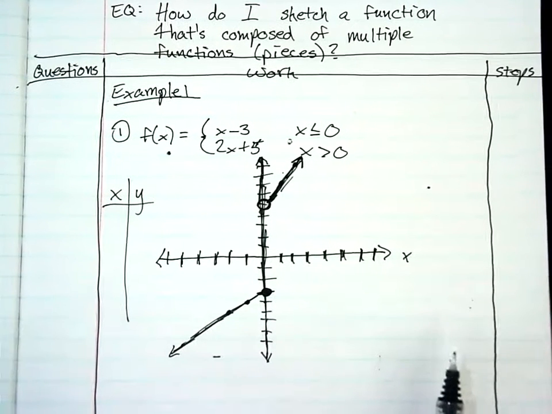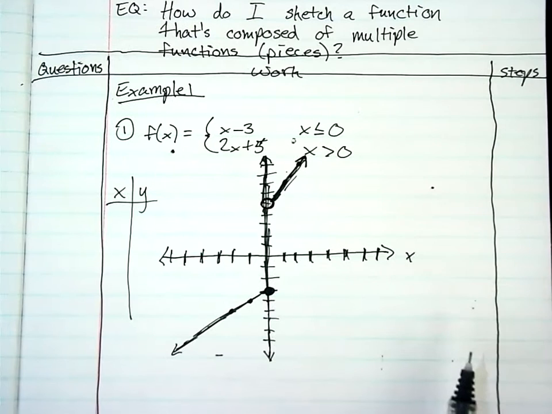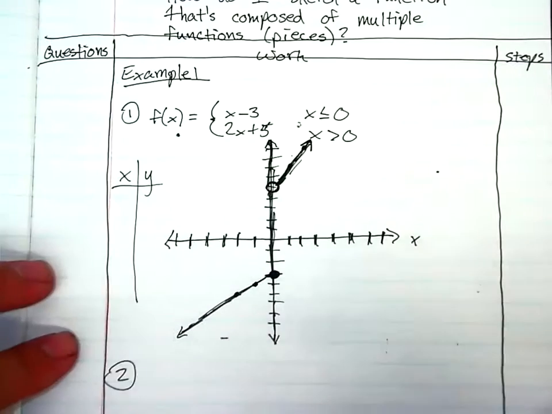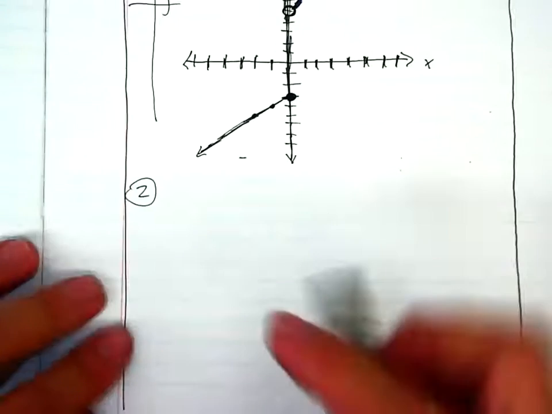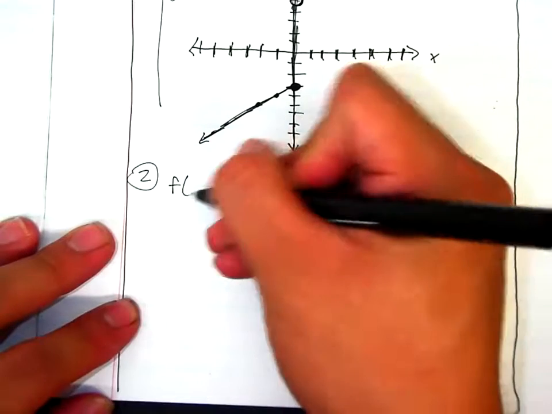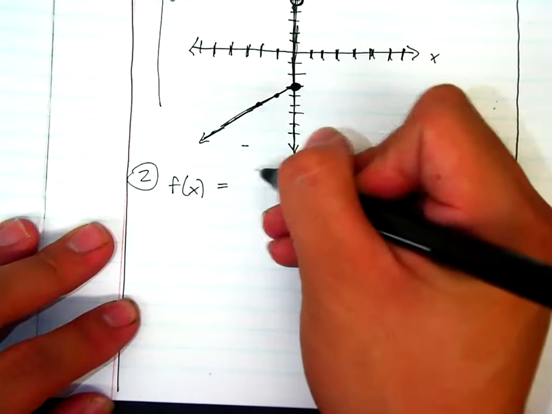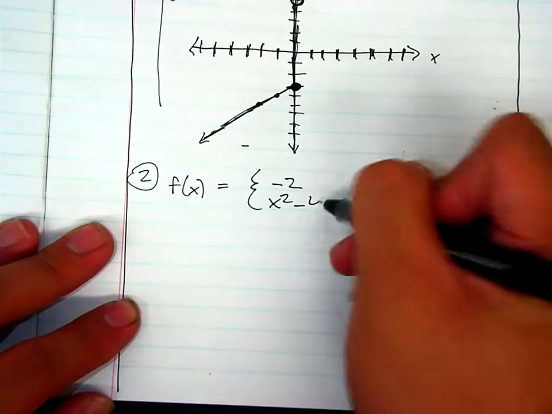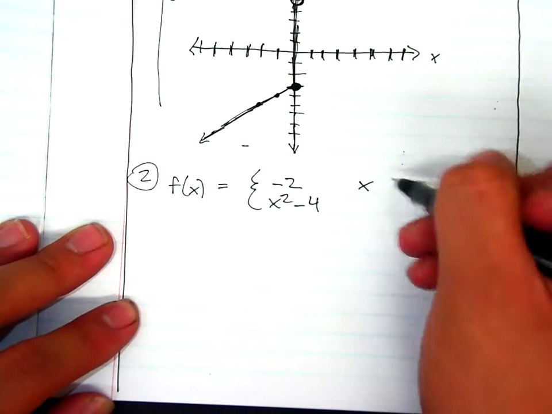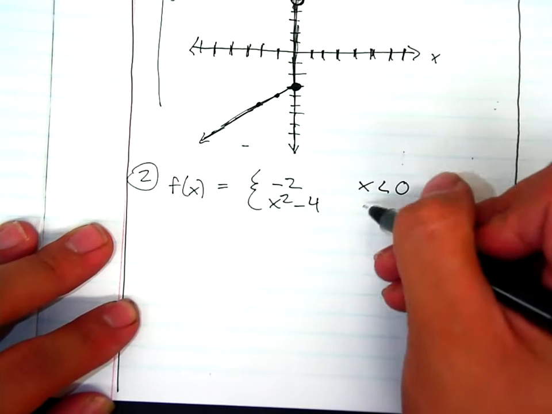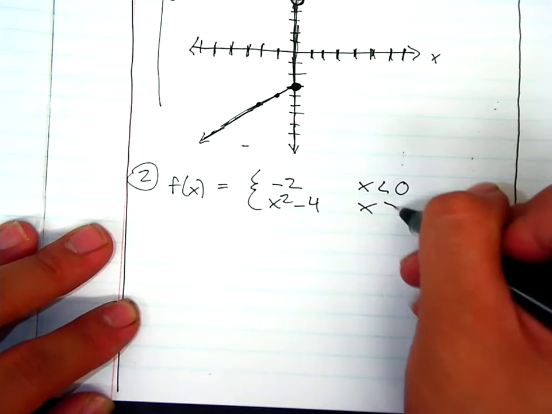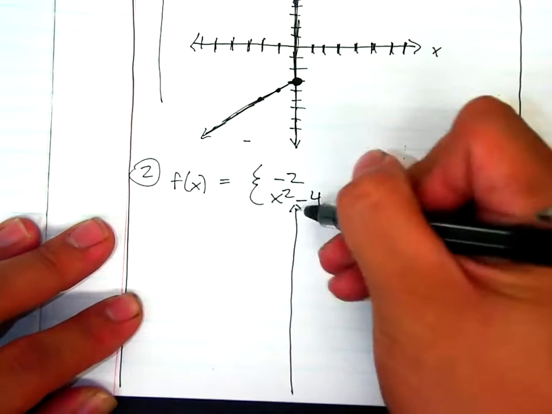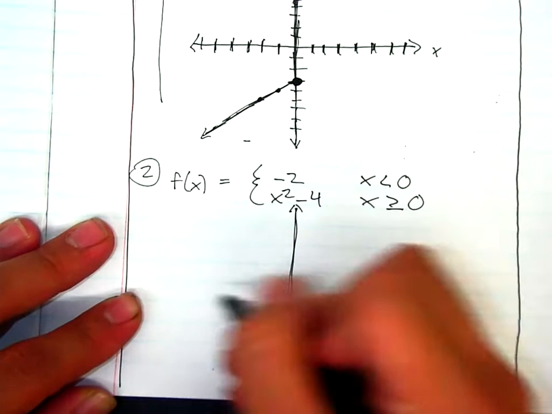All right, we're going to go ahead and go to a second example now where I show you some non-linear functions. So f of x is equal to negative 2 when x is less than 0, and x squared minus 4 when x is greater than or equal to 0. Once again, I need a coordinate plane, so setting that up.